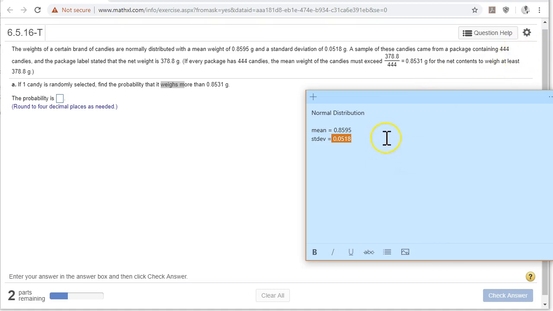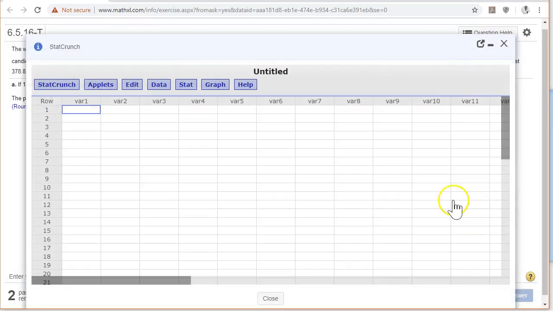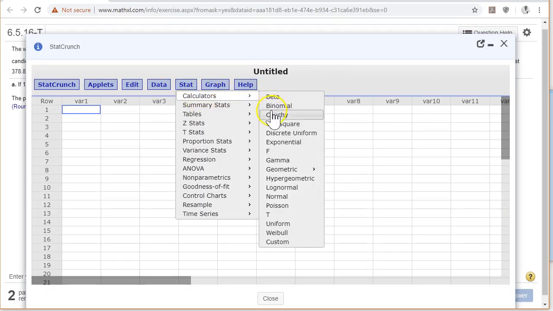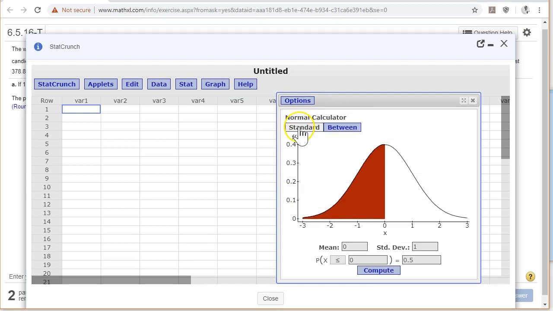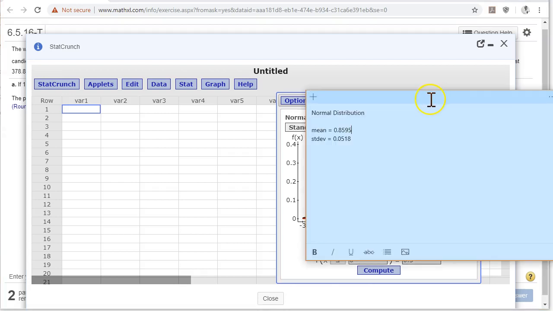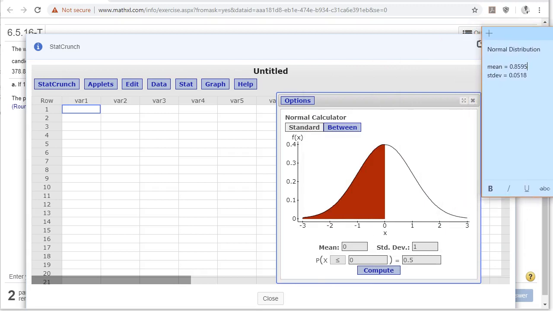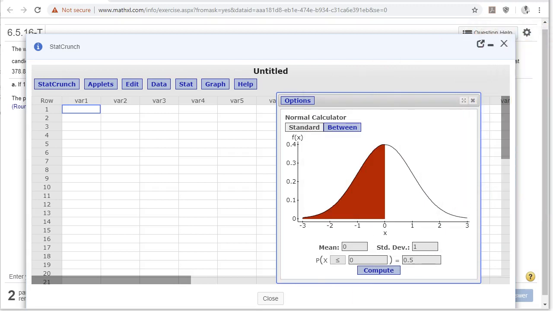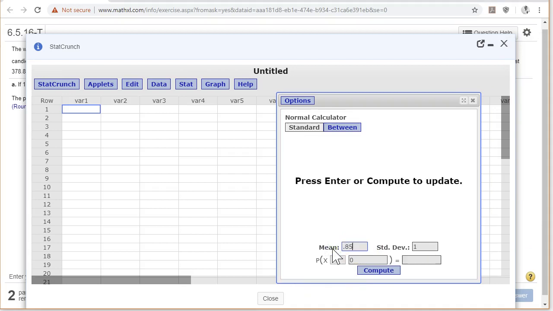If you use your calculator, you would use the command called normal CDF, but we're going to use StatCrunch. In StatCrunch, we go into Stat, then Calculators, then Normal. We use between values, so we put in our mean, 0.8595, and our standard deviation, 0.0518.